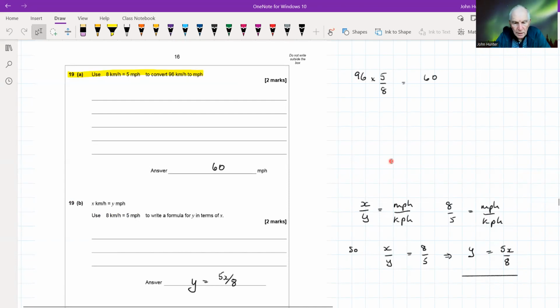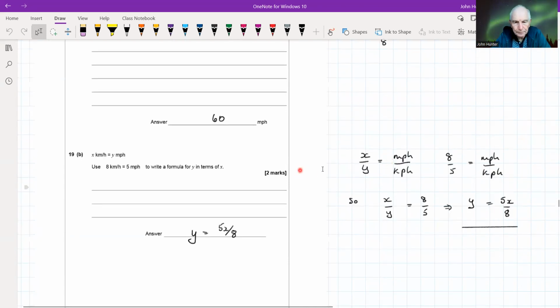Now the next part is a little bit more tricky. X kilometers per hour equals Y miles per hour. Now we're going to use this, 8 kilometers per hour equals 5 miles per hour, to write a formula for Y in terms of X.